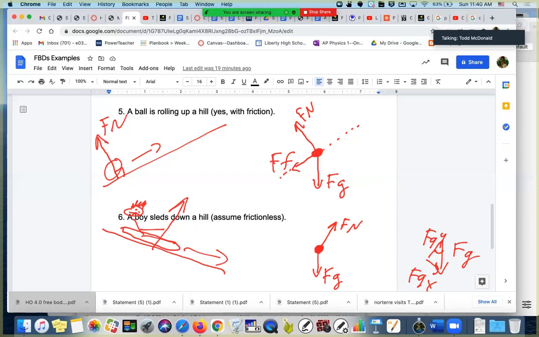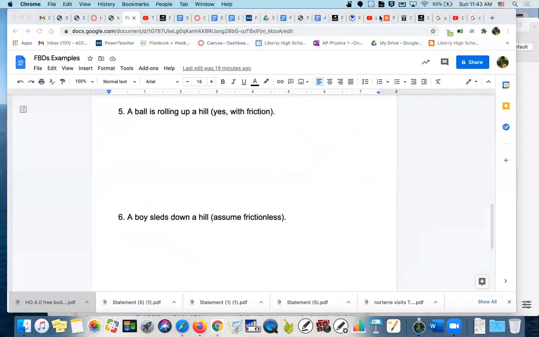There's your intro to free body diagrams and forces. We're also going to do some of this in class. So I hope that's enough for you to get a big picture of what we're doing. And there you go.